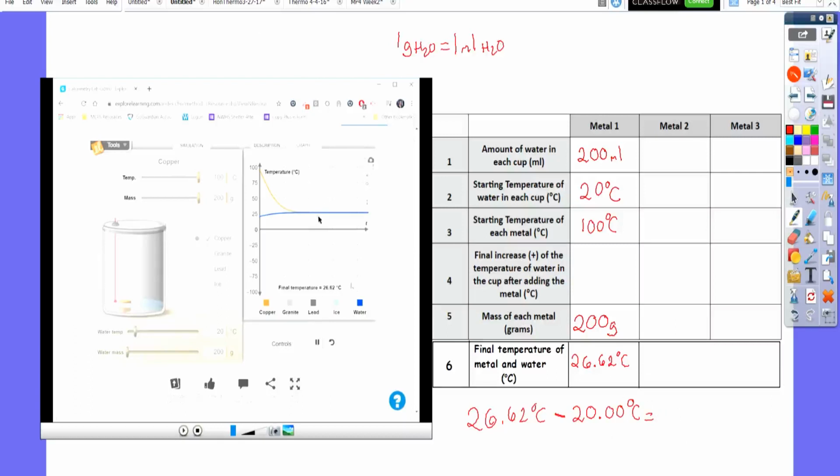So my change in temperature would be 26.62 minus 20.00. 26.62 minus 20.00 gives me a change in temperature. So my water changed a positive 6.62 degrees Celsius. So I've collected all my data. I'm going to quickly take a picture of this to move it to the next page. Here's my table.